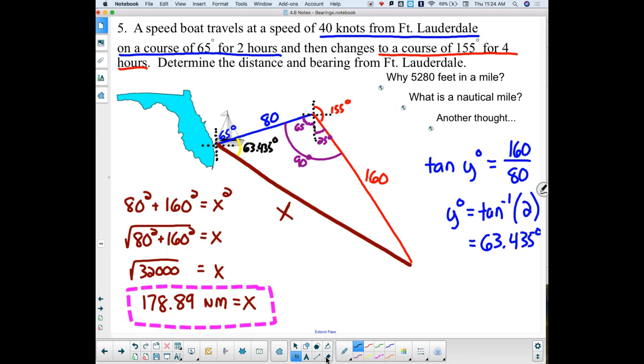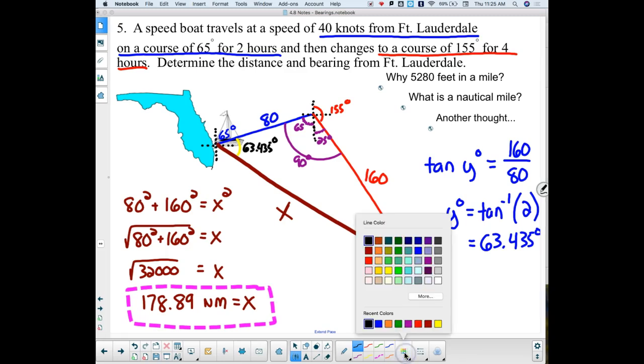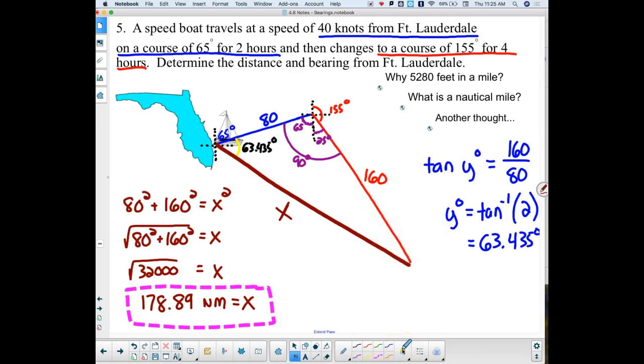Navigation comes off of where? Where's 0 for navigation? Plus 65. Right. So I start up here. I got to get 65, then I got to go 63.4 more, right? So what is my navigation angle to the boat from Fort Lauderdale? 128.4 degrees.